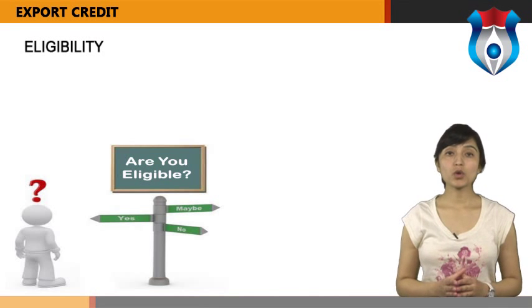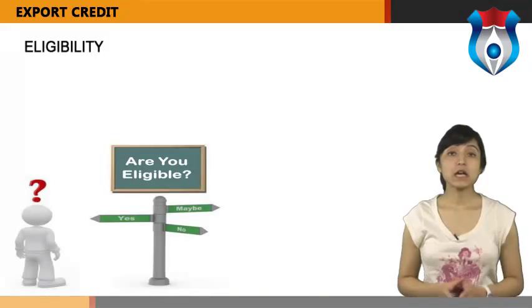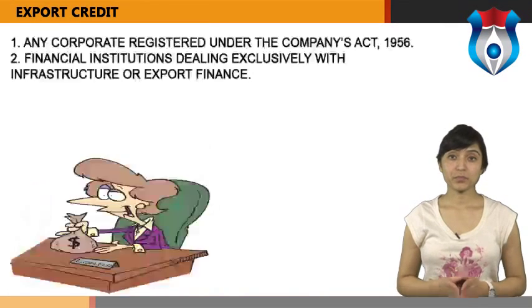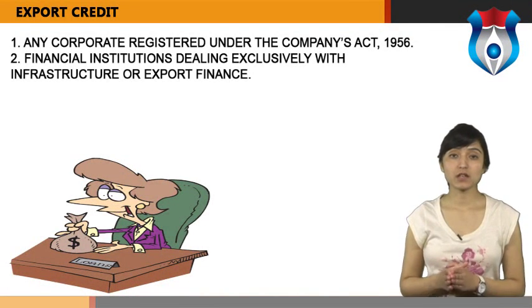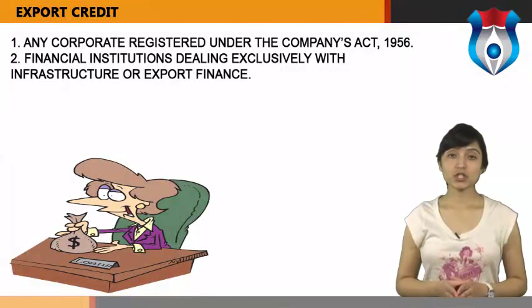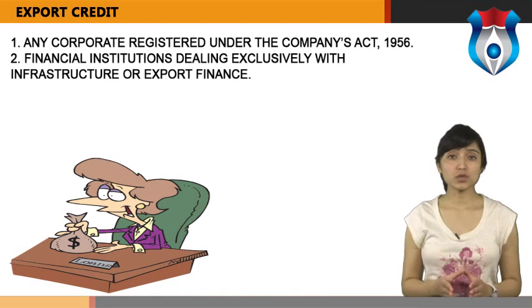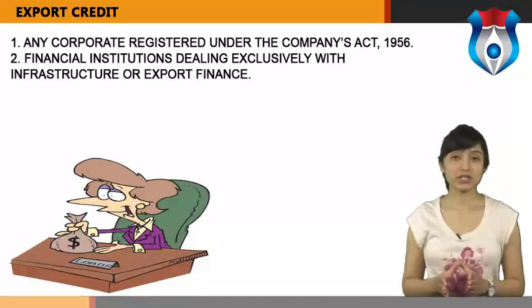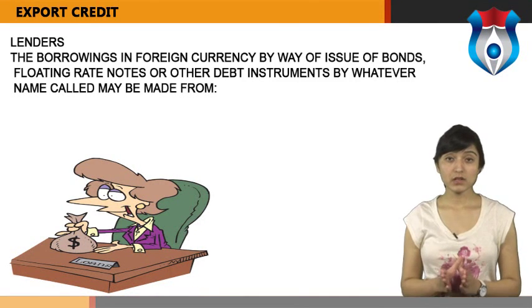Eligibility. The following entities shall be eligible to apply for foreign currency borrowings under the approval route: any corporate registered under the Companies Act 1956, financial institutions dealing exclusively with infrastructure or export finance, lenders.